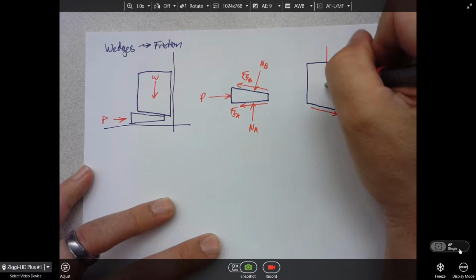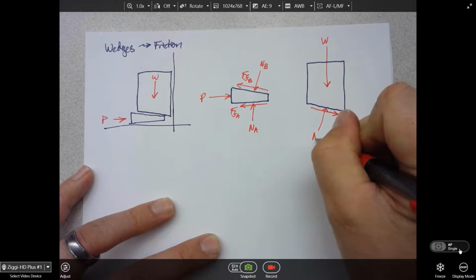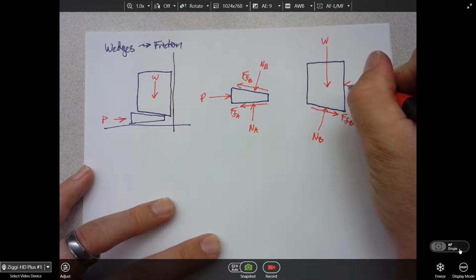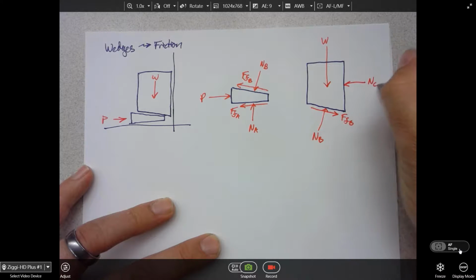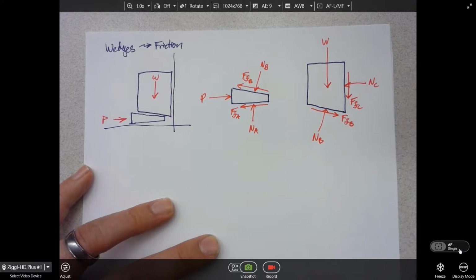Okay, so we'll have the weight, sure. The normal at B, agreed. What else? The wall is going to keep this thing from sliding, so we'll have some normal at C. How about wall friction? Would it be up or down? Down, because it's going up. It'd be down because it opposes impending motion, right?